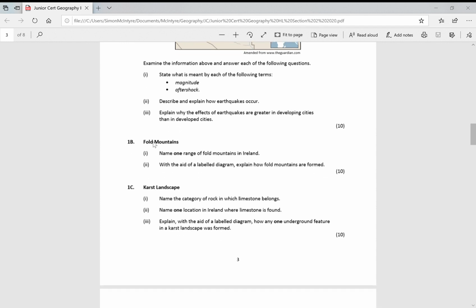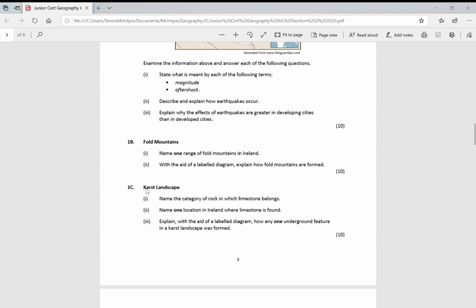1B, fold mountains. Part 1, name one range of fold mountains in Ireland. Part 2, with the aid of a labelled diagram, explain how fold mountains are formed.